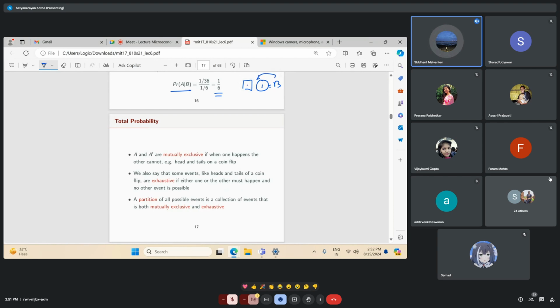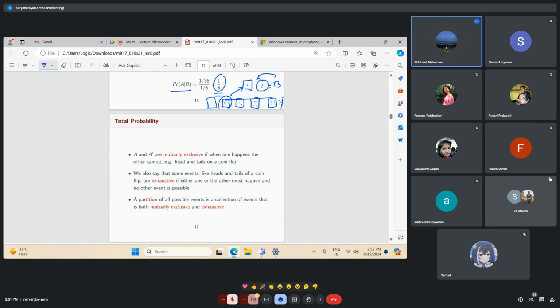We know that this is the condition, and then we want to see what happens with the second die, that is A. Then A can have 1, 2, 3, 4, 5, and 6. Correct? So what we want is that this should take place, but the probability of having this would be 1 by 6, conditioned on B having already happened.